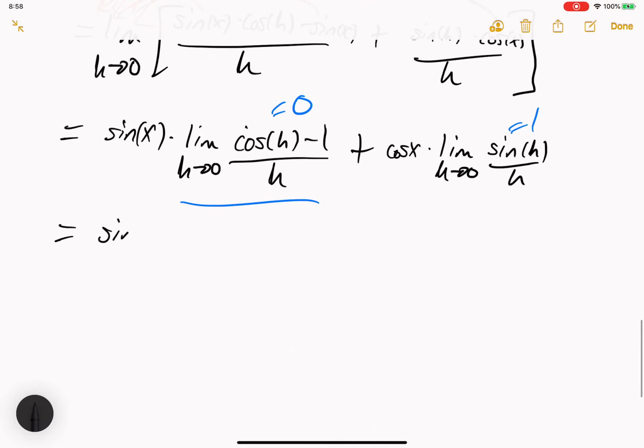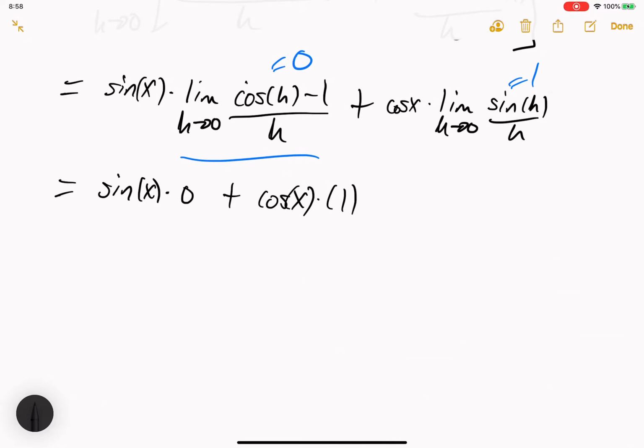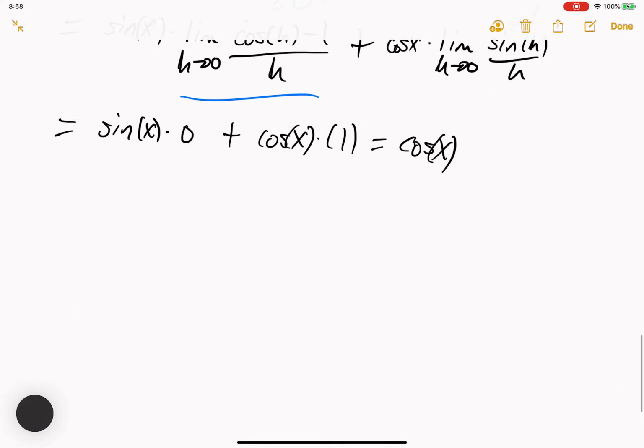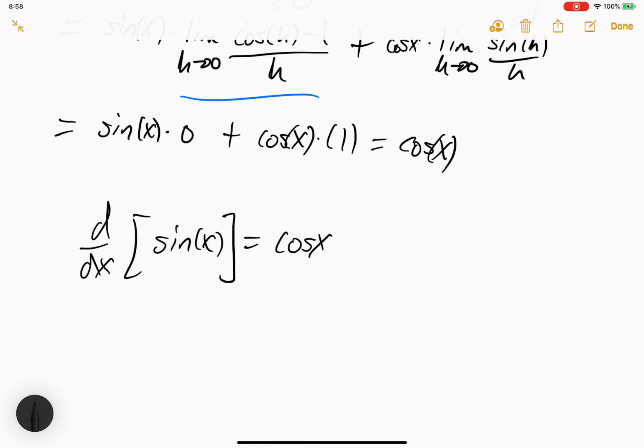So what that tells us is to get sine of x times 0 plus cosine of x times 1, which in totality gives us just cosine of x, because it's just cosine of x times 1. And what that tells us, in the end, is that the derivative of sine of x is equal to cosine of x. So this is very beautiful. I love this very much. And this is probably going to be the one that you'll have to remember.